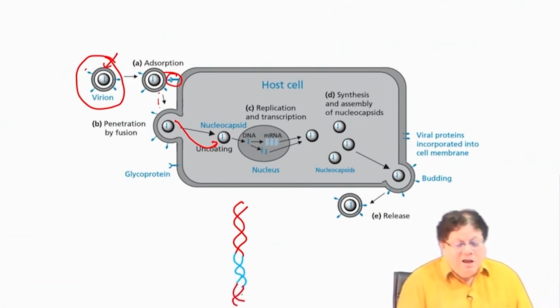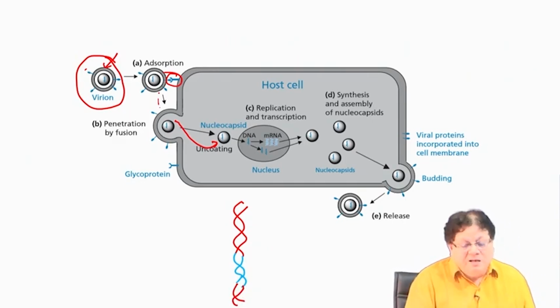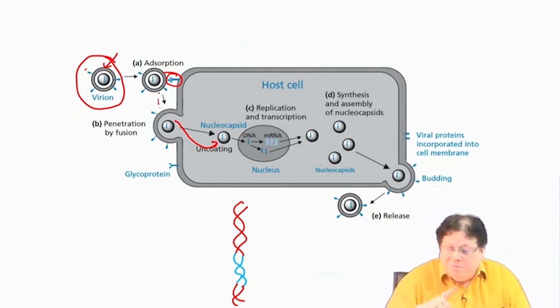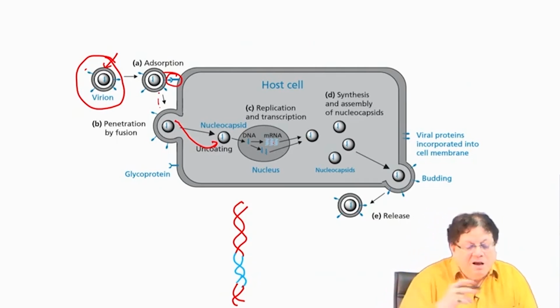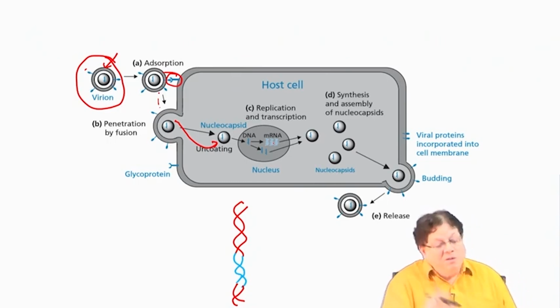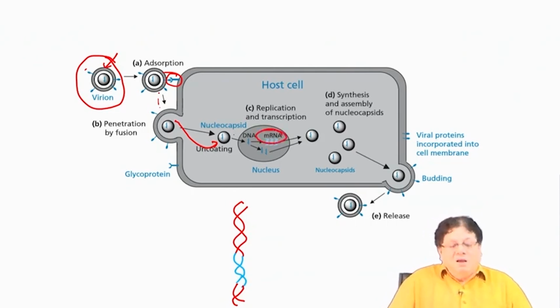That is one way. The other option is that it does not integrate, but it utilizes the host's DNA polymerase to have the replication of the DNA, and then it can form the mRNA by utilizing the host's RNA polymerase.